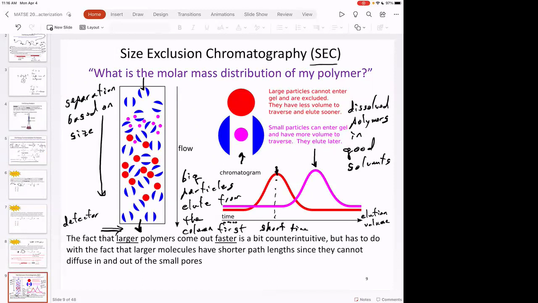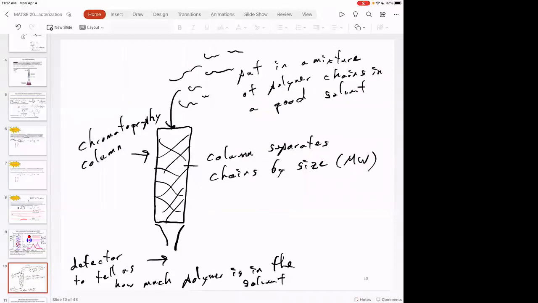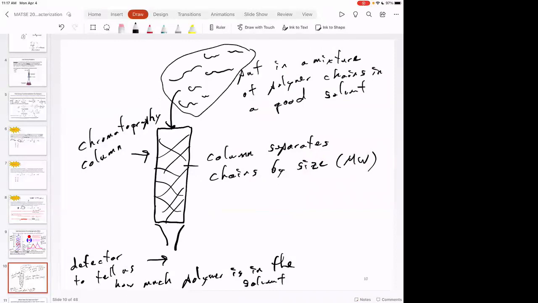So this technique is almost universal in all polymer science labs. And this is how we've learned a lot about molecular weights and molecular weight distributions of different polymers. So remember, the setup for size exclusion chromatography is that you put a mixture of molecules in a solvent. So these are dissolved polymers. And we want a good solvent. We want expanded coils, things that take up space.